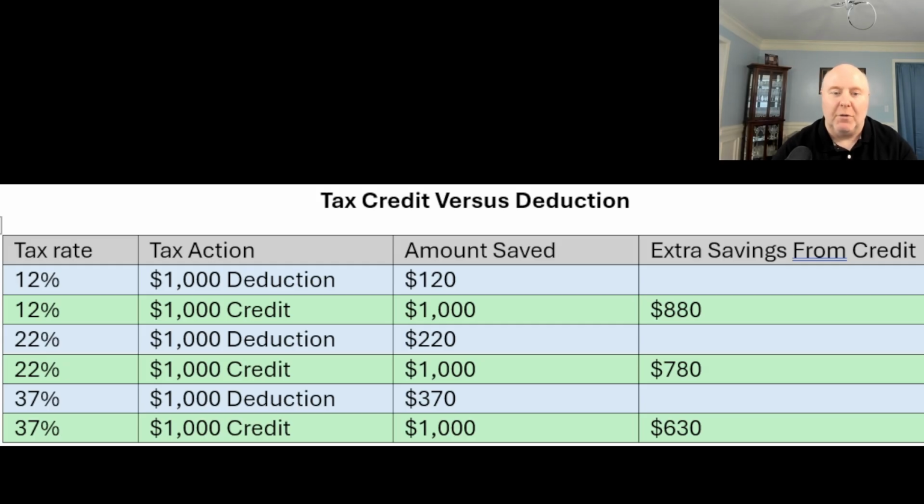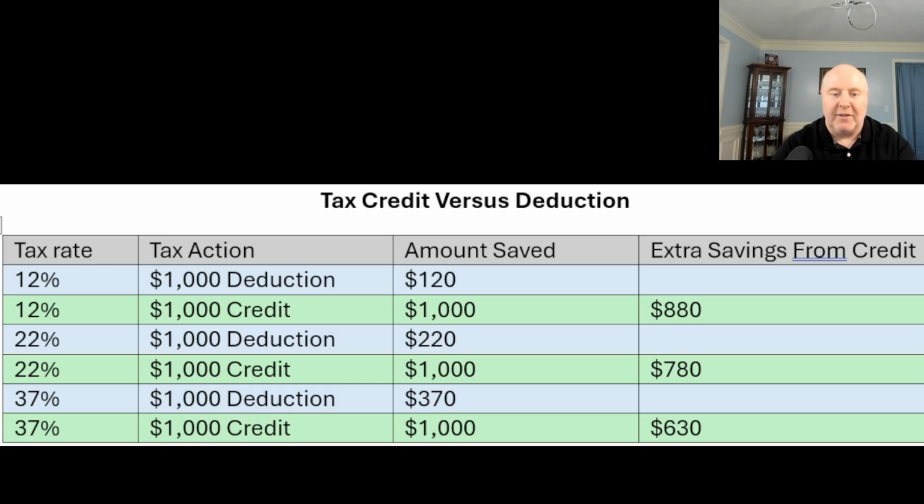Same thing, if we go to 22%, the 22% with the $1,000 deduction saves you $220. Okay, that's what you're going to be saving with this deduction. But if you have a tax credit of $1,000, you get a full $1,000, right? Because you're going to knock off your taxable liability dollar for dollar. So the difference between the $220 or the $1,000 for a taxpayer who's at the 22% rate is going to be $780.